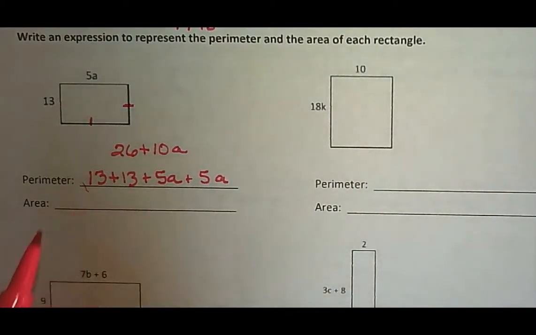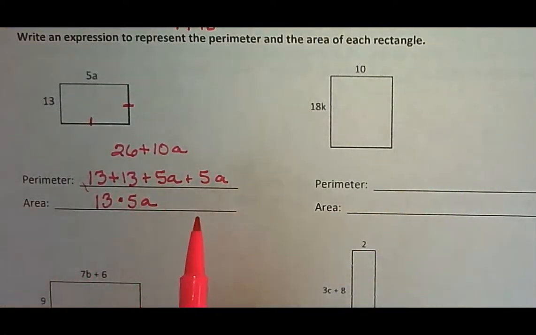All right, so we can do the same thing for area. Area is going to be the length times the width. So this would be 13 times 5a. Now, while you can't add unlike terms, you can multiply unlike terms. So if you wanted to take the next step and wanted to multiply 13 times 5, you could write that this is 65a. So again, you can't add unlike terms, but you can multiply unlike terms.